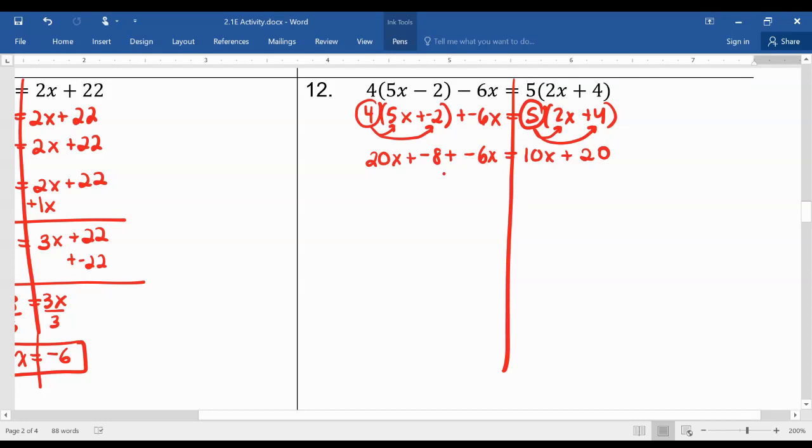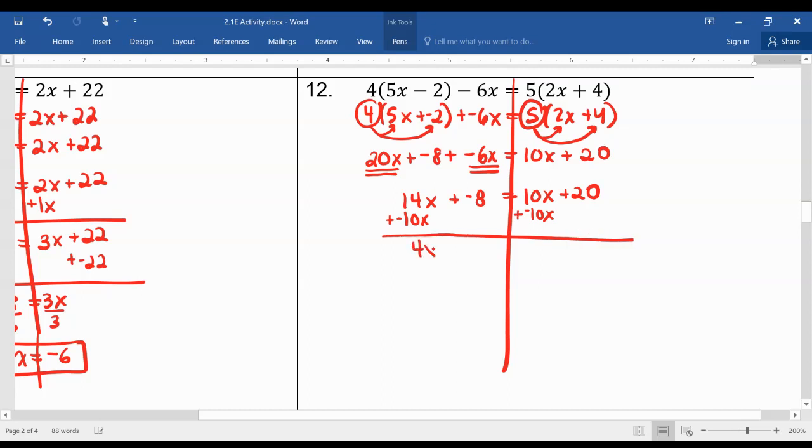Next, I notice that this side is longer, so I'm going to clean it up. And now that I've cleaned it up, I'm going to move my variables to the same side. I'm going to move the smaller amount, so I'm going to add the opposite of 10x. I'm going to line it up, make sure I've got plus -10x. That leaves me 4x plus -8 equals 20.